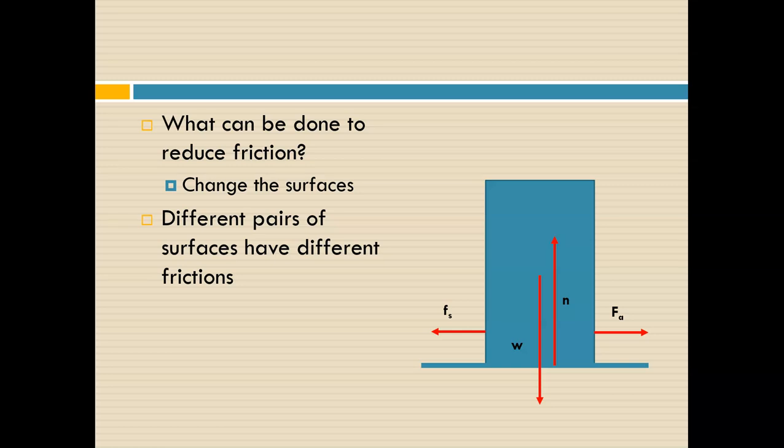Okay, one last thing we can do, we can change the surfaces. We could push that bookcase on the carpet, and it's going to have a certain amount of friction. But what if we replace, or if we put in sliders? That is to say, pieces of Teflon or pieces of felt. What that does is now the Teflon is sliding against the rug instead of the bookcase sliding against the rug. So different pairs of surfaces are going to have different frictions. They're going to be slipperier or stickier depending upon the types of surfaces.